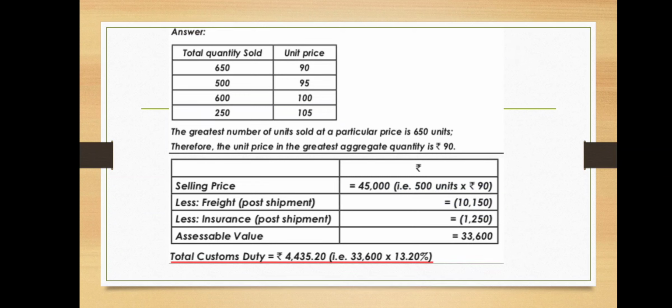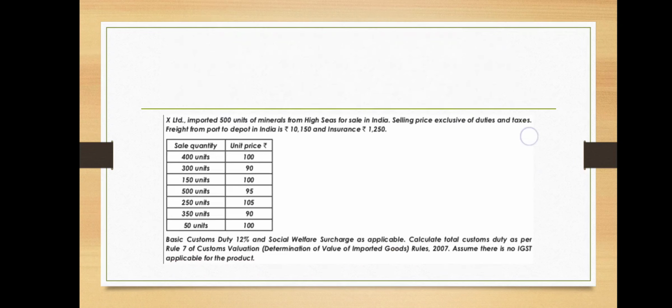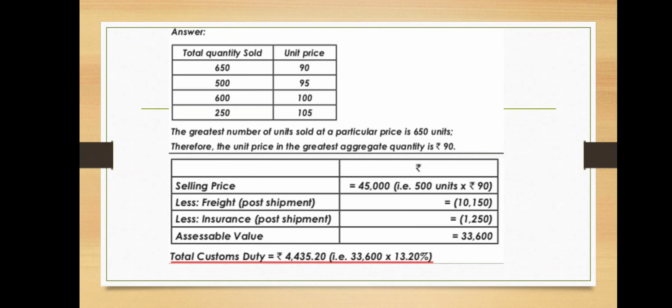So as I said, 650 units at the 90 unit price, as per the calculation we have done. By looking at that you can check. For 500 units the unit price is 95, for 600 units it is 100, and for 250 quantity sold, 105 will be the unit price. By looking at all these we can come to know the greatest number of units.